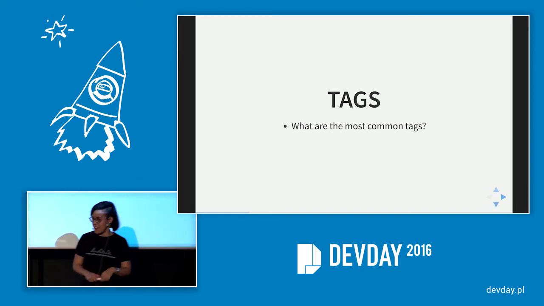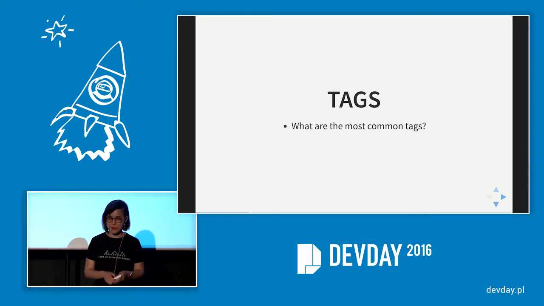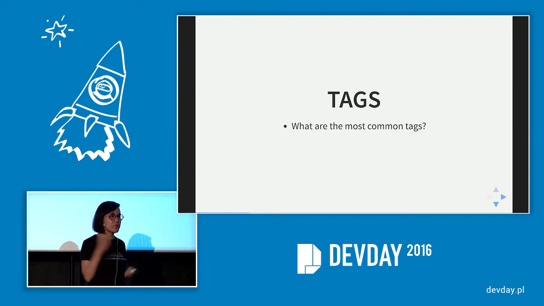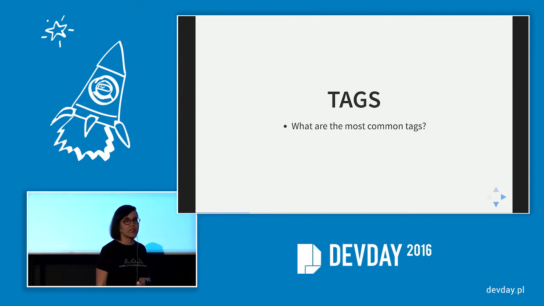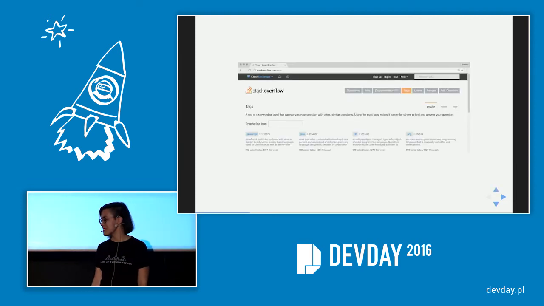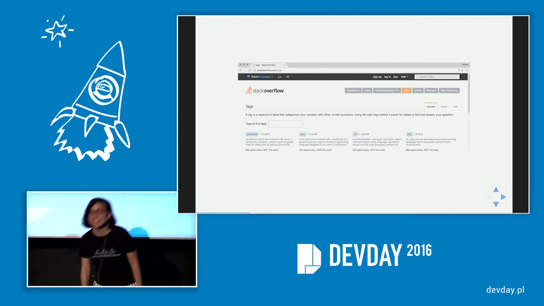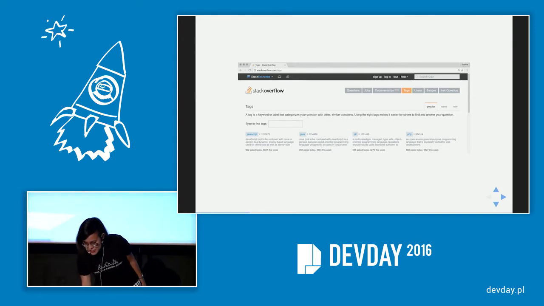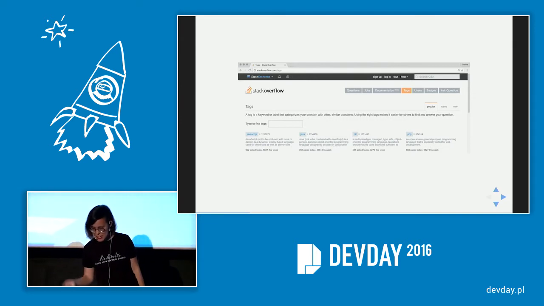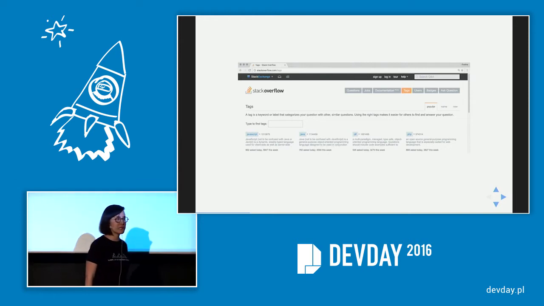And the first question you might ask is, so what is the most common tag on Stack Overflow? Yeah, that's not a very interesting question because you can get it from Stack Overflow directly. So the most common is JavaScript. Second one is Java. Third one is C#, and the fourth one is PHP. So that's not very exciting news.